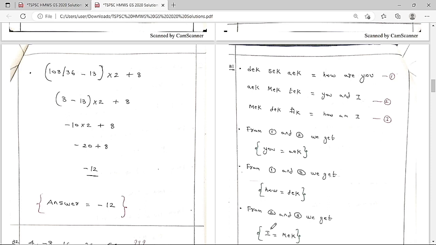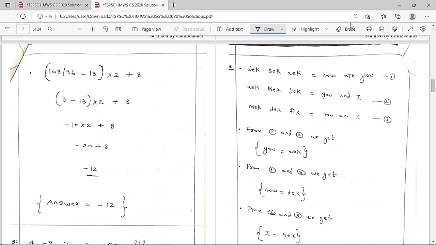If you see clearly, from these three equations you know the code for U, the code for how, and the code for I. Then try to figure out what the code for R is. How means "dek", which we have already figured out.